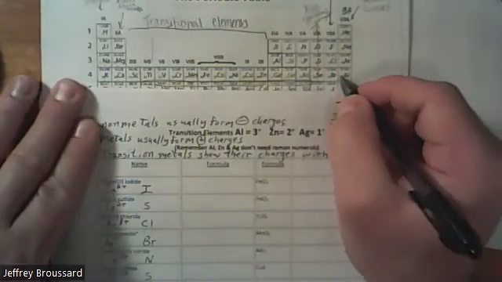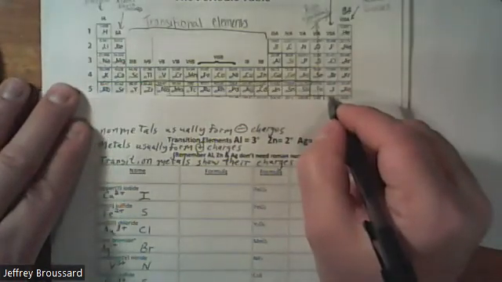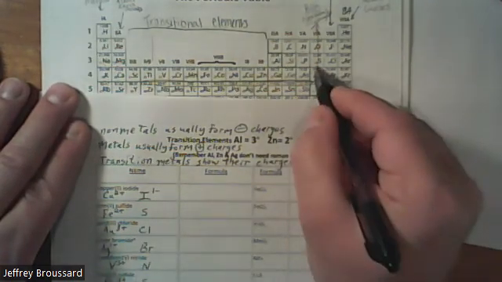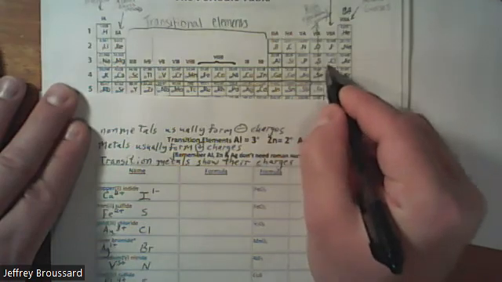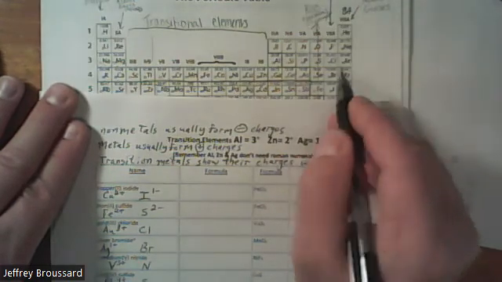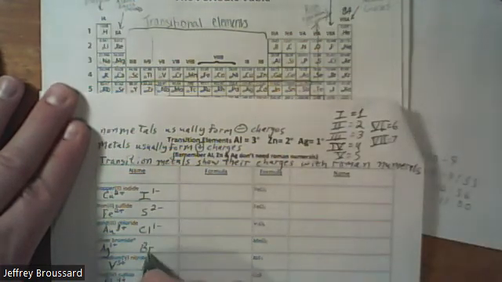Let's go to the periodic table. Remember, iodine is here in group 7. It's going to gain 1 electron, so it becomes 1 negative. Sulfur is here in group 6. It's going to gain 2 electrons, 2 negative. Chlorine is here in group 7. It's going to gain 1 electron. Bromine is here in group 7. It's going to gain 1 electron.